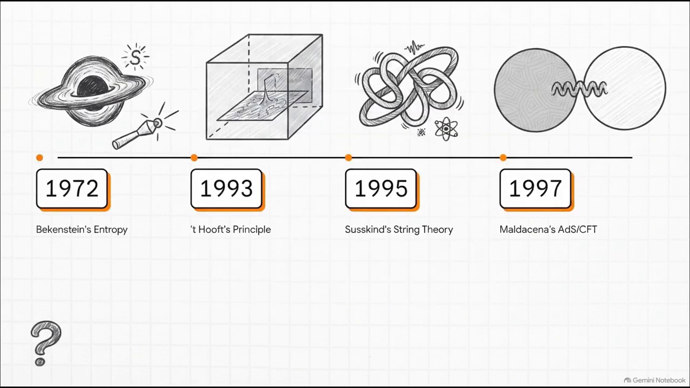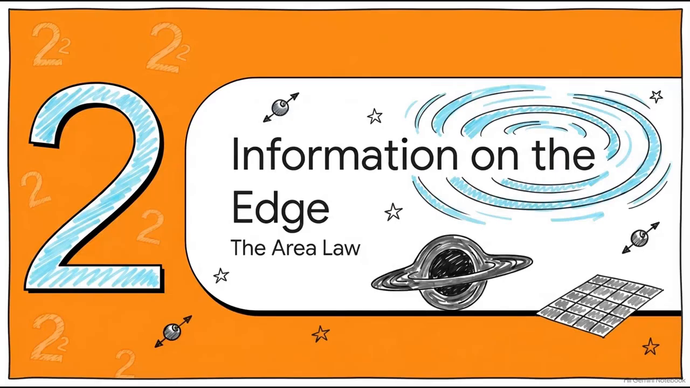This paradox kicked off a rapid, decades-long theoretical arms race, as physicists scrambled to figure out where that information actually goes. It started with Jakob Bekenstein in 1972, moved through Gerard 't Hooft and Leonard Susskind in the 90s, and then culminated in a massive mathematical breakthrough by Juan Maldacena in 1997. Let's walk through exactly how they figured this out. Which brings us to Section 2.